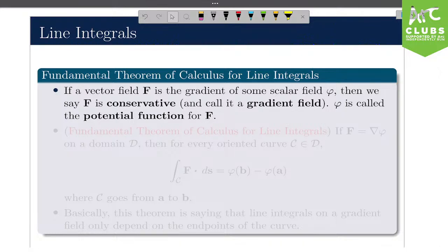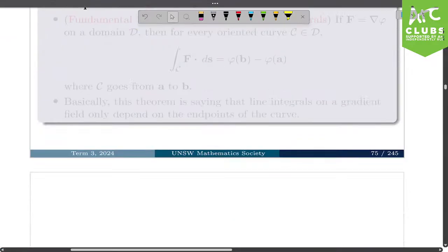So if f is a conservative field, which means that it's the gradient of some scalar field, I've jumped the gun. We say it's conservative, or we call it a gradient field. And we also say that phi, our scalar, is the potential function for f.